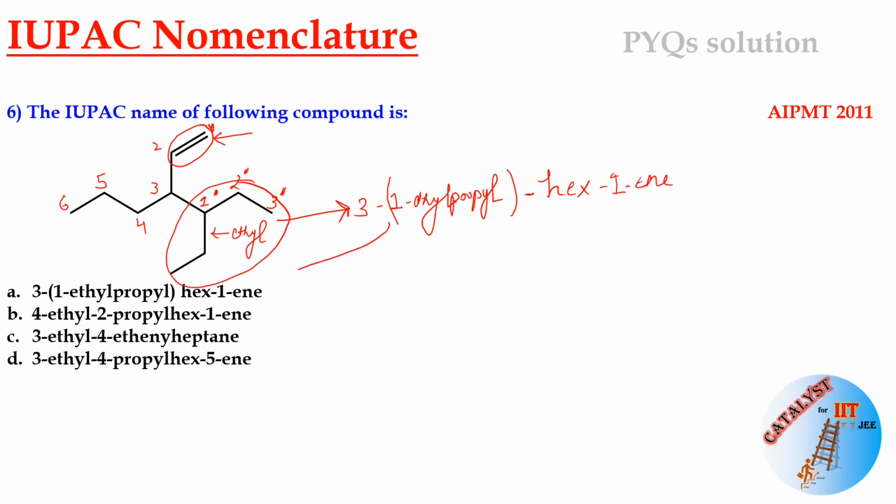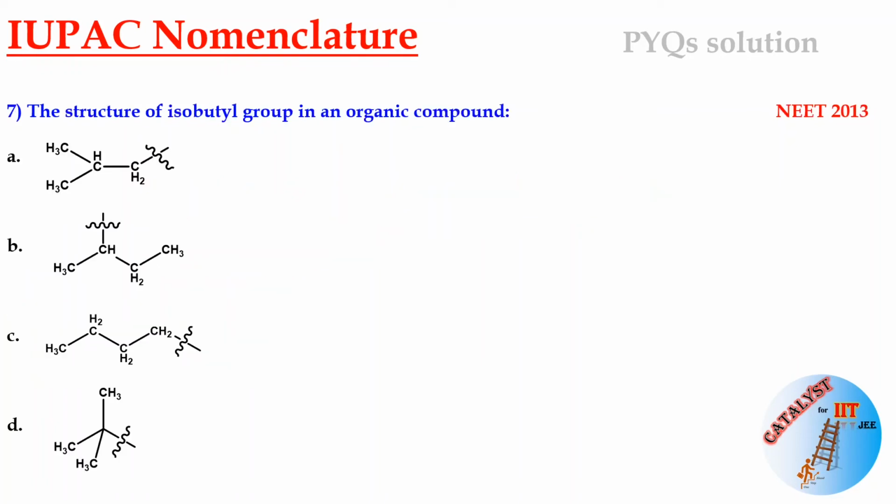So the correct answer for this IUPAC name is option A, 3-(1-ethylpropyl)hex-1-ene. Or you can also exclude the 1, because your double bond is present on the 1st position, but if it is given in the option, then you have to add it also. Now move to our next question.